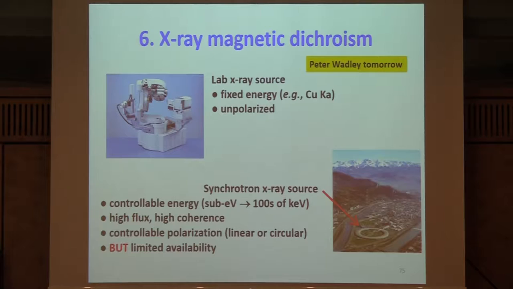If you go to a synchrotron source, then you've got a vast range of photon energies you can choose from. You can have very, very high fluxes, so you can do experiments which wouldn't be possible in the lab. You can have high coherence, and you can have controllable polarization. It can be linear and so on. But of course, it's limited availability.